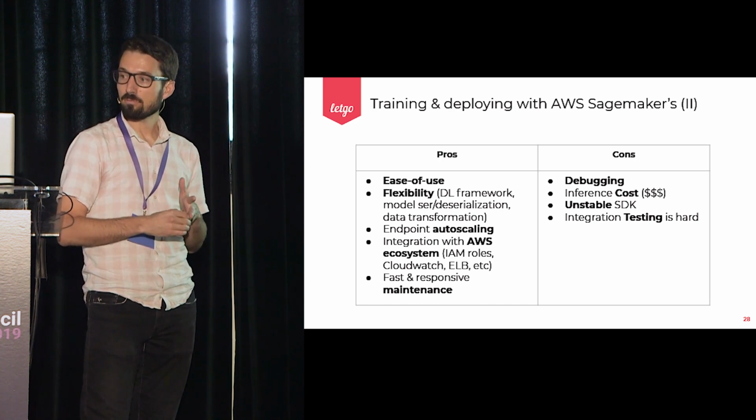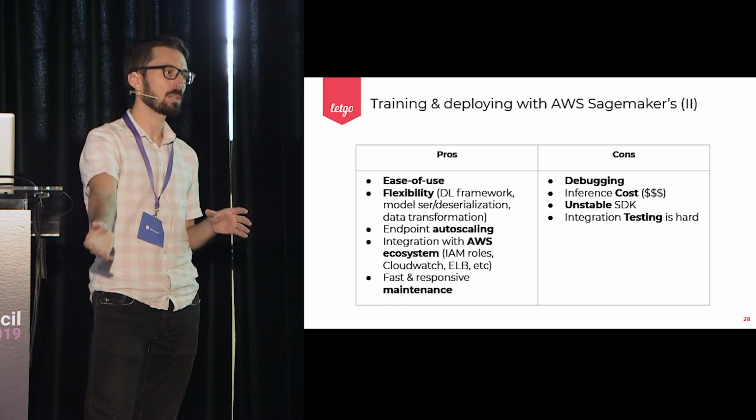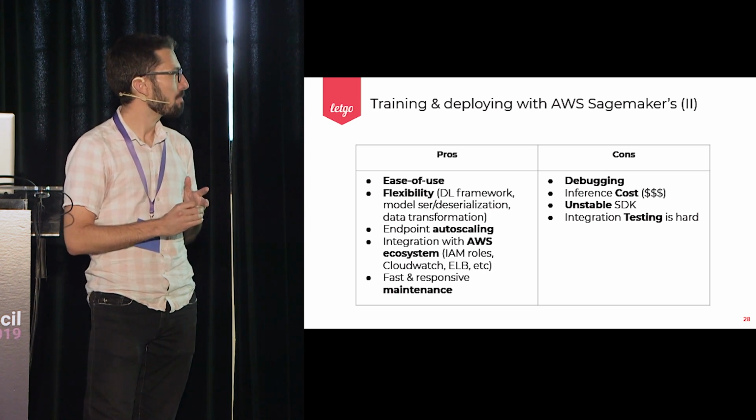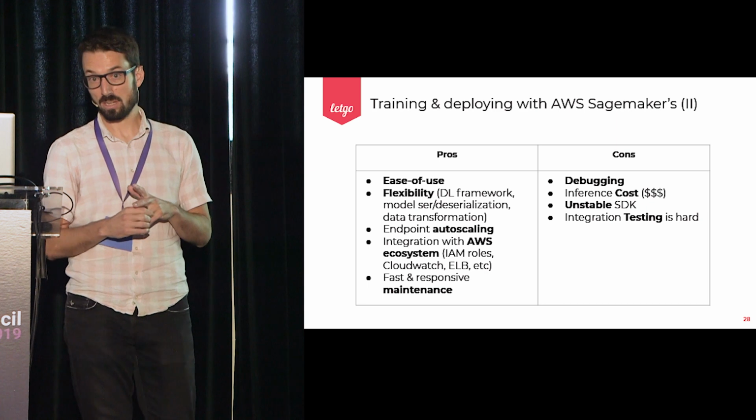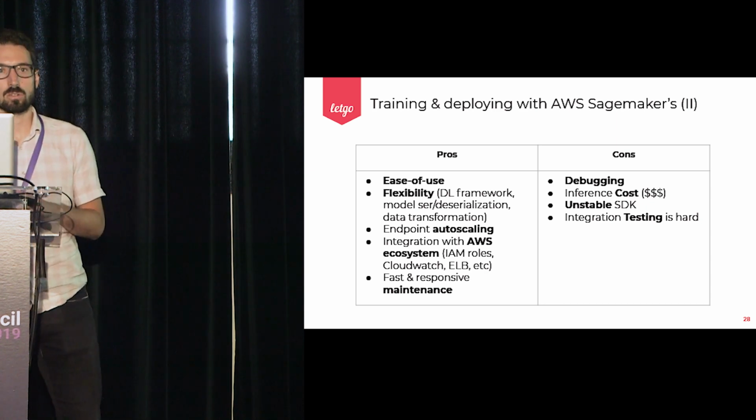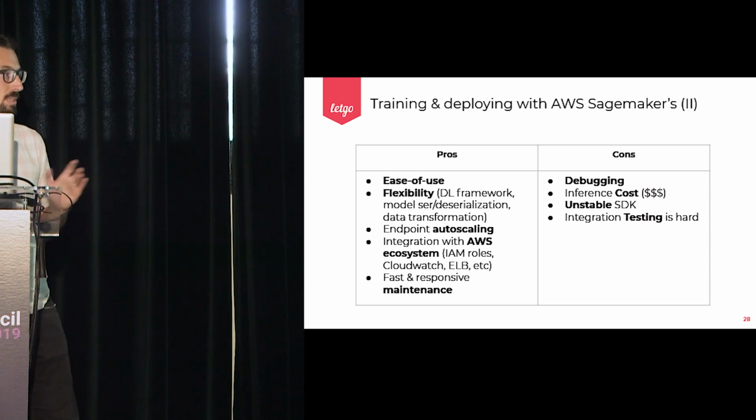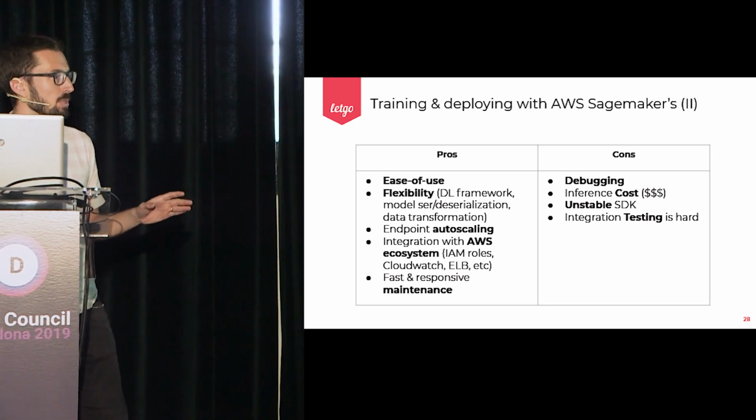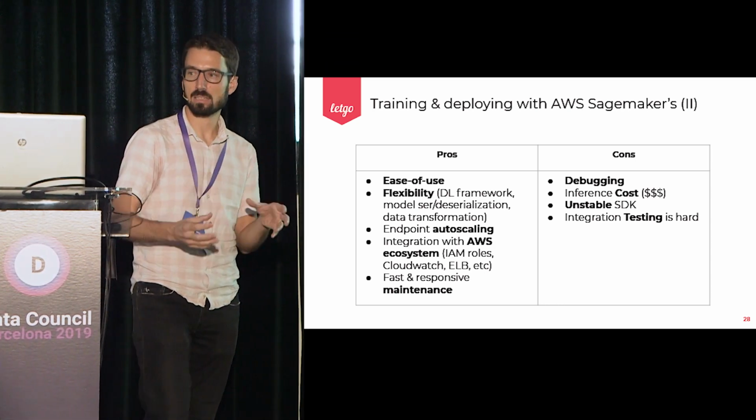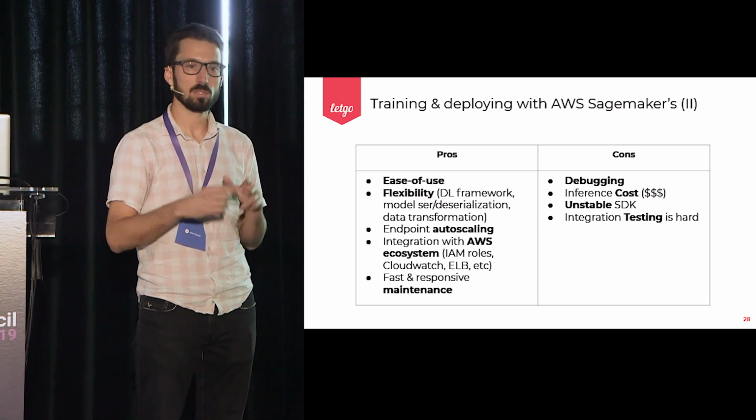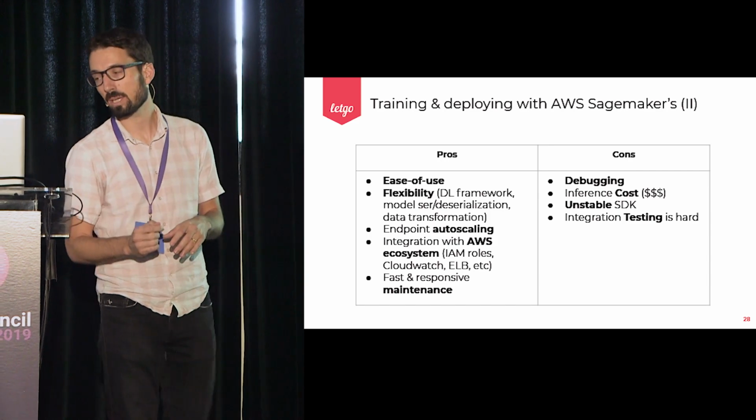Then on the inference side, so once you've trained the model and you're deploying it as an endpoint, it's not cheap. It's quite expensive. Their SDK has proven to be quite unstable lately. They've broken our code a couple times in just a month. And integration testing is very, very hard, right? Because it's very hard to replicate exactly the environment on which your models, either for training or inference, are being executed.